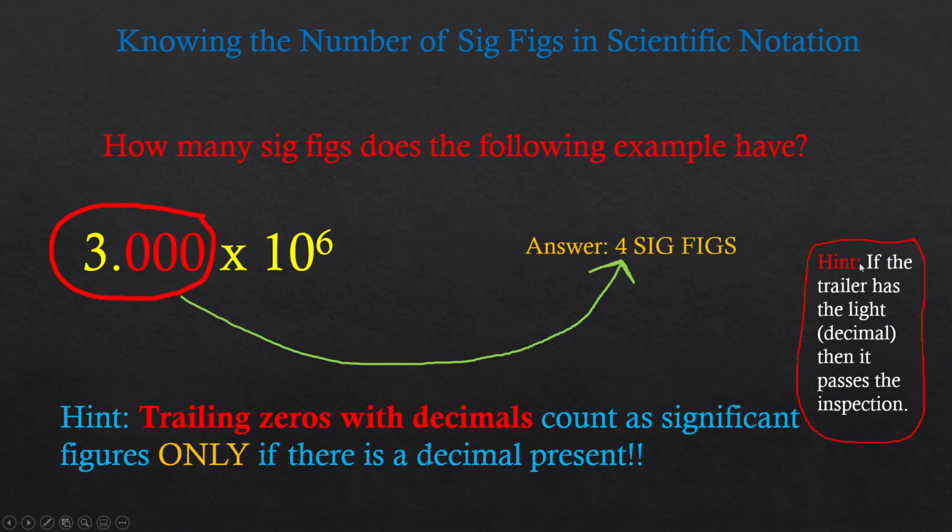This is a good way to remind yourself of how to tell. If the trailer has the lines, or meaning in this example, the decimal, then it passes the inspection. So what does that mean? For example, if you get a trailer to get it inspected, if it doesn't have any lines in the back, then it's not going to pass the inspection. And that's the same way here. If it doesn't have any decimal, then these zeros are not going to be counted as significant figures.